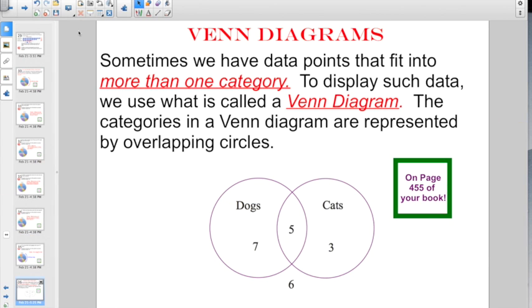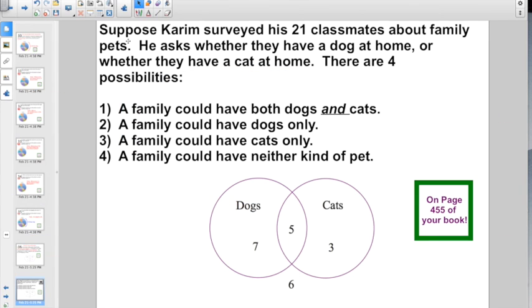All right, one more type of data display we have to go over. We're talking about Venn diagrams. Sometimes we have data points that fit into more than one category. To display such data, we use what's called a Venn diagram. The categories in a Venn diagram are represented by overlapping circles. All this can also be seen on page 455 of your book.